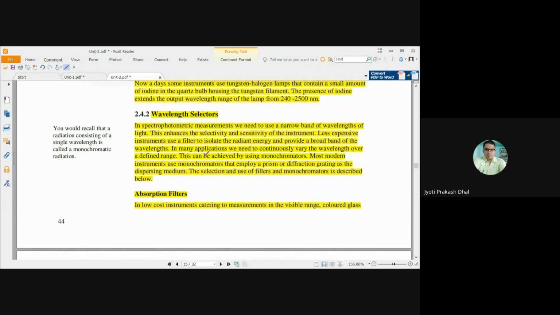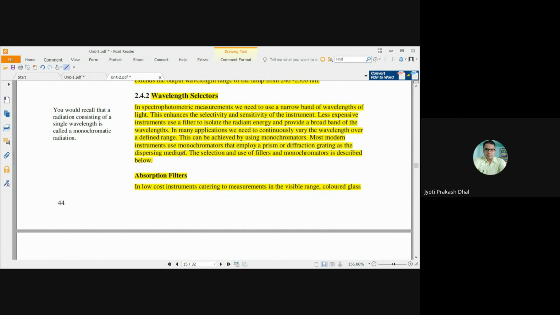Now coming to the wavelength selector. For spectroscopic measurement, we need a narrow band of wavelength of light. This enhances the selectivity or sensitivity of the instrument. Less expensive instruments use filters to isolate radiant energy and provide a broad band of wavelength. In many applications, we need to continuously vary the wavelength over different ranges. This can be achieved by monochromators. Most modern instruments use monochromators that employ a prism or diffraction grating as the dispersing medium.